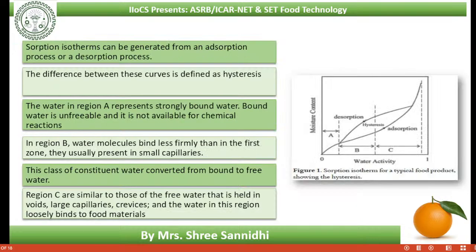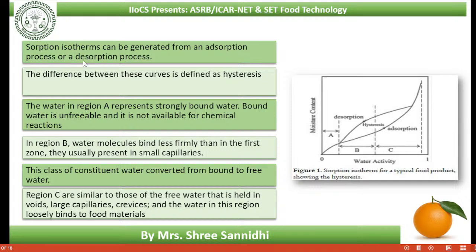Okay, so look at this graph. In this graph you can see two things: adsorption and desorption. We have two types of sorptions here. One is adsorption, the other is desorption. So adsorption is taking the moisture content or water content inside the food, and desorption is losing water content.